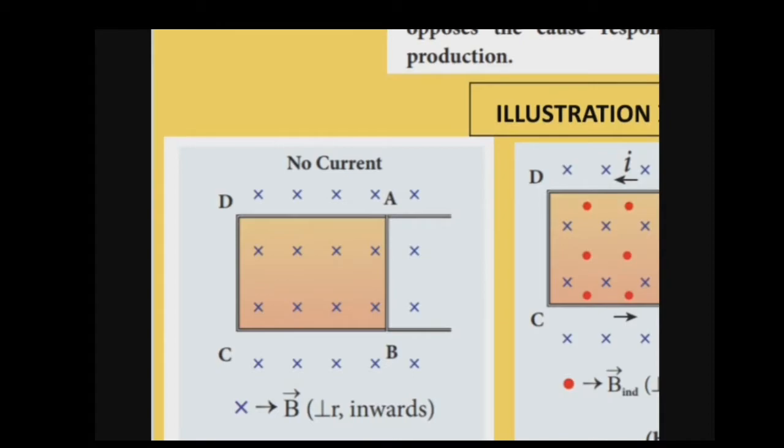Lenz's law illustration 1. Figure A. ABCD is a rectangular metallic frame placed in a magnetic field, represented by the cross symbol X. The arm AB is moved towards left and right.